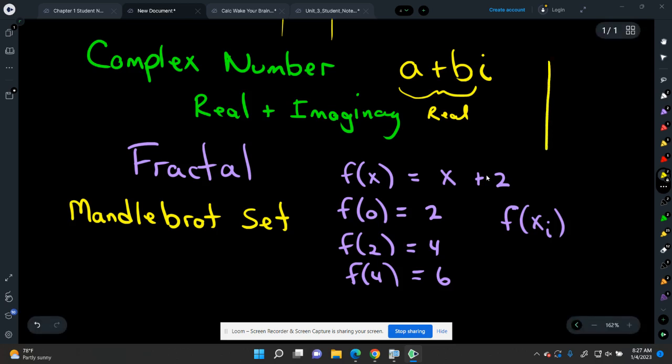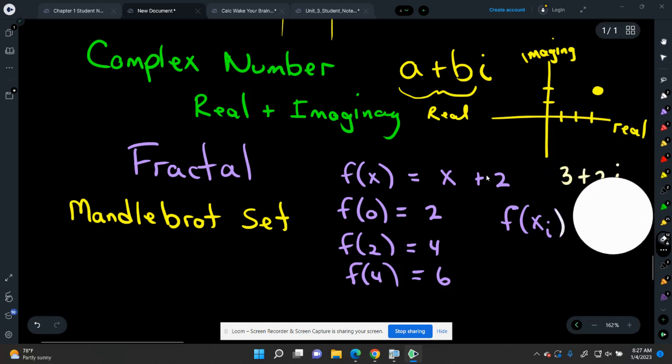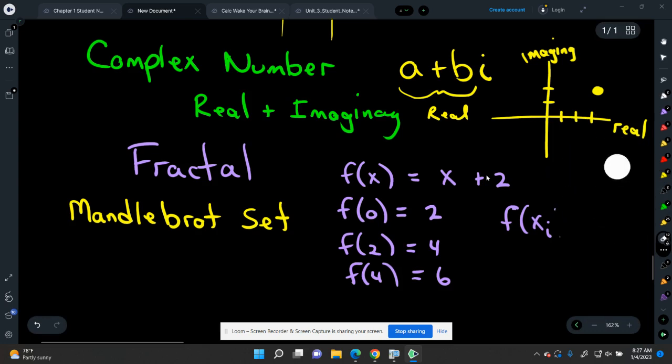Complex numbers are graphed very, very easily. Instead of an XY plane, we have a real number and an imaginary number plane, or axis rather, okay? So if I'm graphing 3 plus 2i, I would go over 3 on the real number axis and up 2 on the imaginary axis, and there's my point. It's graphed just like the point (3, 2) would be on the coordinate plane, okay? So graphing complex numbers is very easy. What Mandelbrot did is he looked at the distance between the numbers, right?